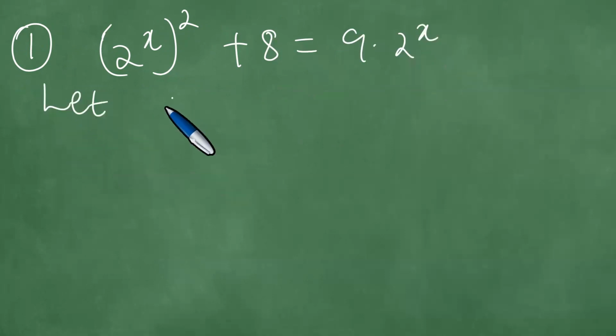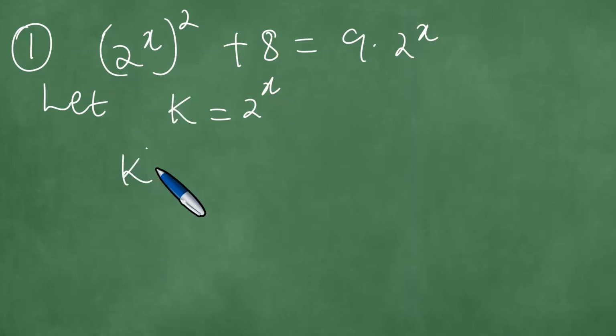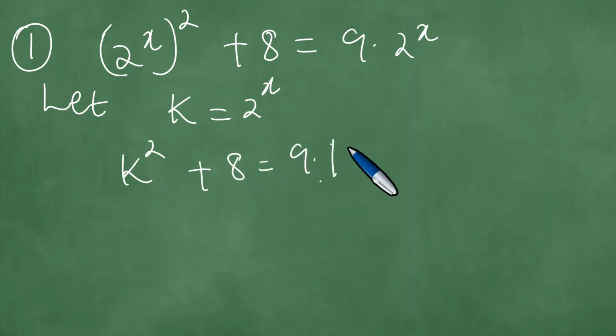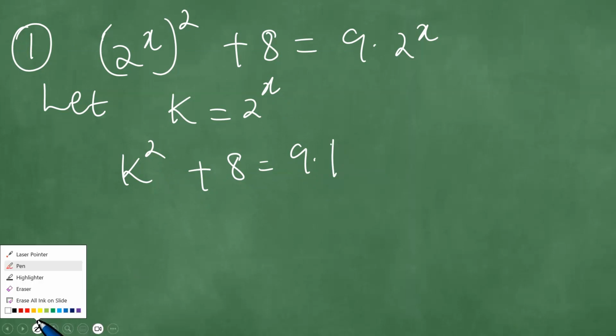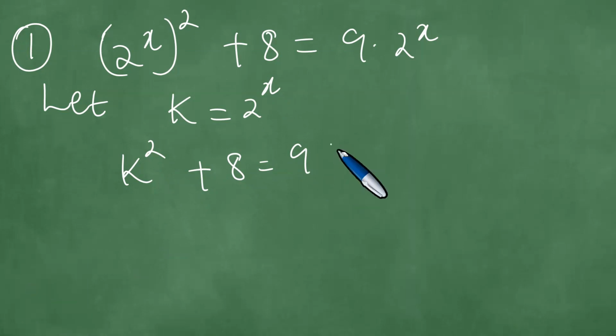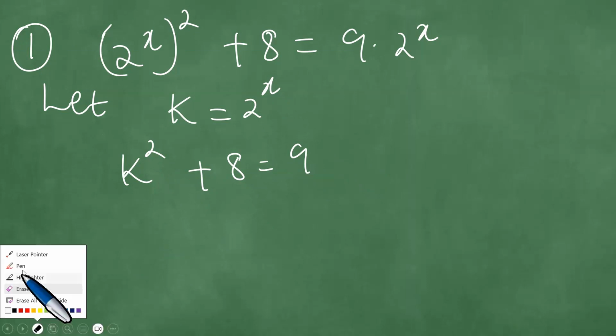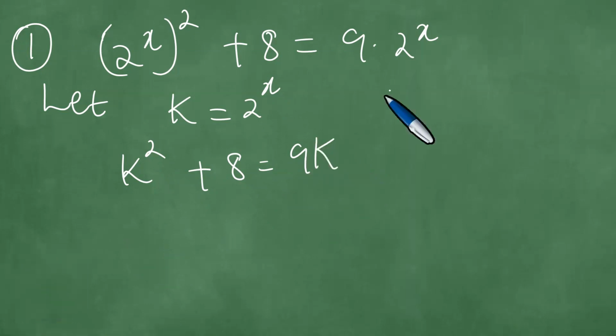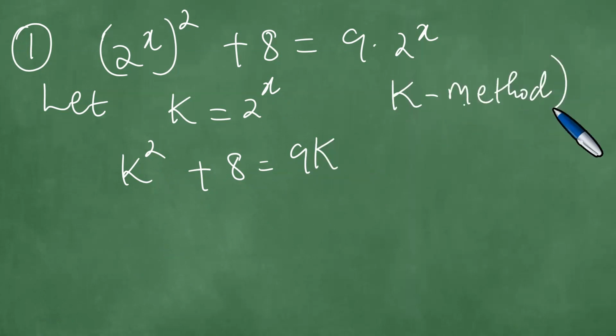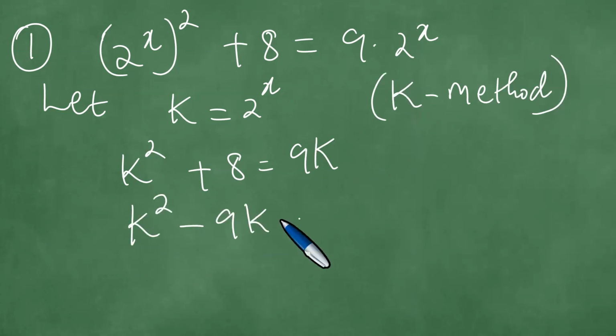We proceed to let k be 2 to the power x. So wherever there is x, we have k squared plus 8 equals 9k. And this is called the k method. We have k squared minus 9k plus 8 equals 0.